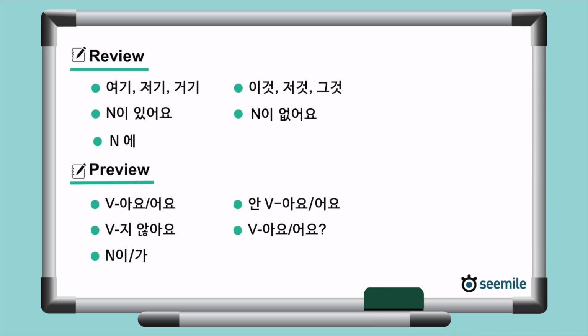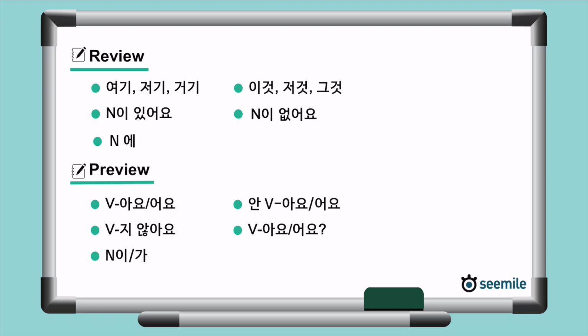How to refer to locations or objects located near the speaker: 여기, 이것; far from both the speaker and the listener: 저기, 저것; and close to the listener but far from the speaker: 거기, 그것. You also learned how to refer to the existence of something or someone using 있어요, 없어요, and a new postpositional particle, 에, that tells the listener that the noun preceding it indicates the location where something or someone is.